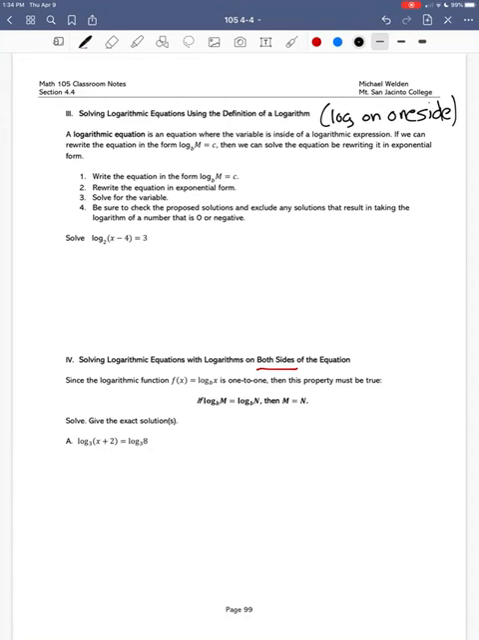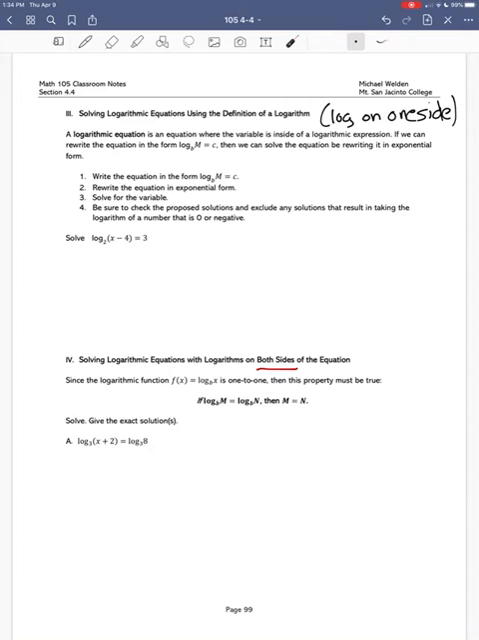If I have the log on one side of the equation, I want to try to get just a single log on one side and a number on the other. Then I rewrite the equation in exponential form, and I solve using the techniques we had in the last section if I need to, but I solve for the variable.